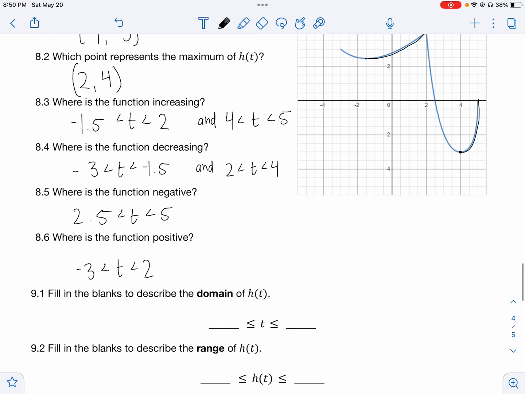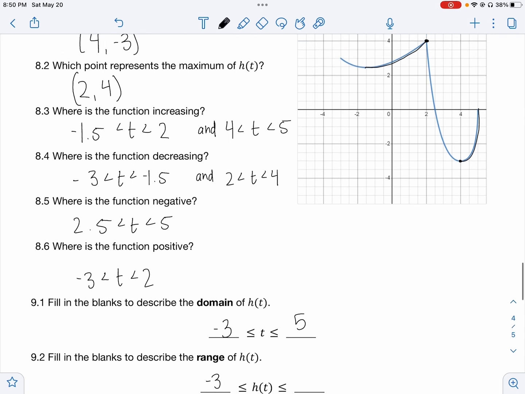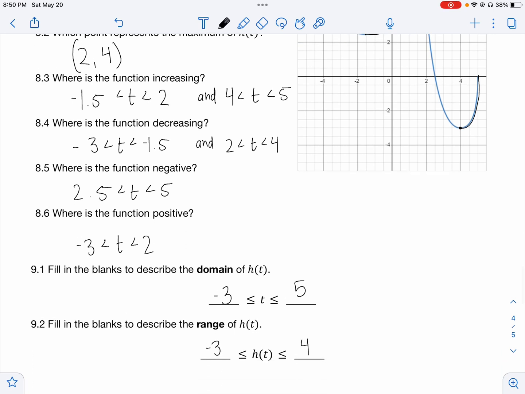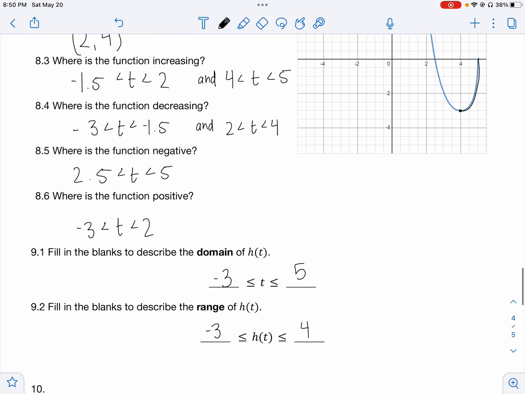What is the domain of this? So that's all of the x values or t values that this covers. So negative 3 to 5. The range is all of the y values or the h of t values that this covers. So negative 3 is the lowest one and 4 is the highest one. And there you go. There is the unit 4 review.